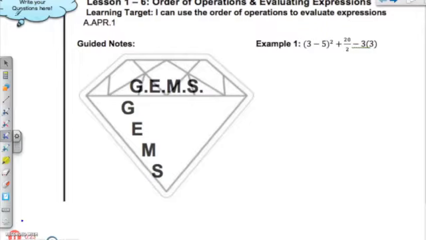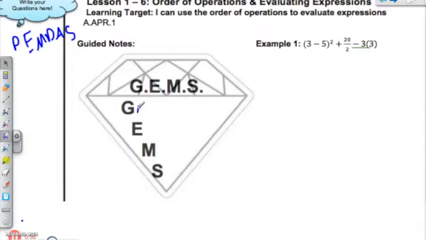A lot of you, when you talk about order of operations, will remember the expression PEMDAS. Some other people will recall the mnemonic device, "Please excuse my dear Aunt Sally." Now those are both good tools to help you with the order of operations, but we're going to look at a different one today, one that you may not have seen, and that's going to be called GEMS, G-E-M-S. This helps get rid of some of the misconceptions that come with PEMDAS and "Please excuse my dear Aunt Sally."